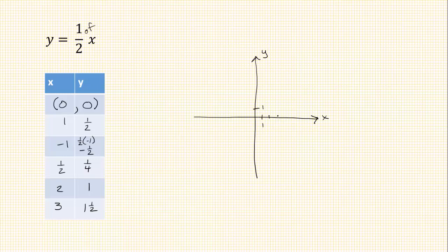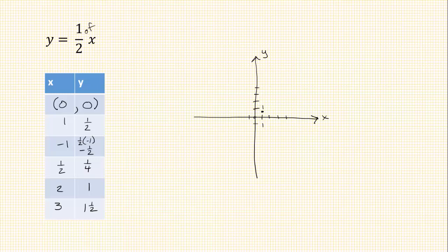I'm not using the graph paper because it is too tiny to be useful. So negative numbers are going to go in the other direction. So for y, that's going to be in that direction, and for x, that'll be in that direction. Okay, let's graph some of these points. So we have 0, 0 on our graph, and we have 1, 1/2. I'm going to estimate that 1/2 is right about there.